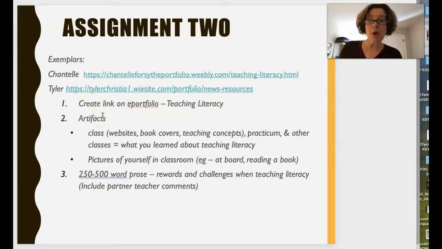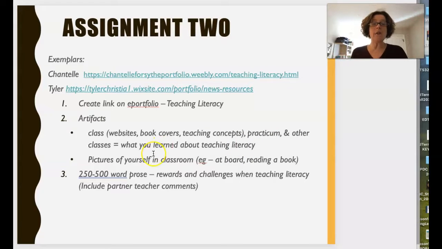Then you're going to put in some artifacts. So from our class, you're going to put in some websites, book covers, teaching concepts, artifacts from your practicum and your other classes. So what have you learned about teaching literacy that you would want to remember in 5 or 10 years?